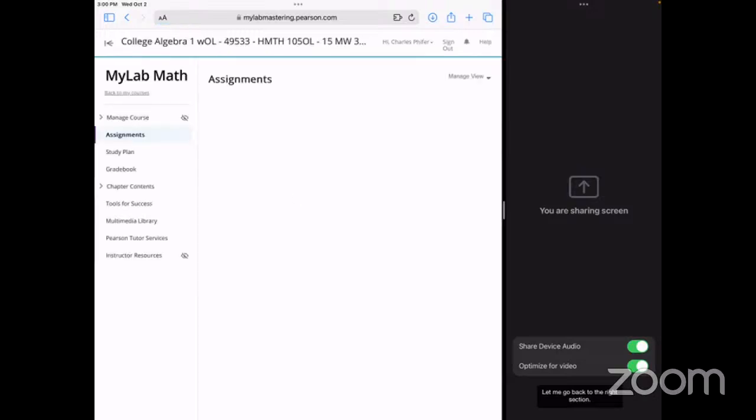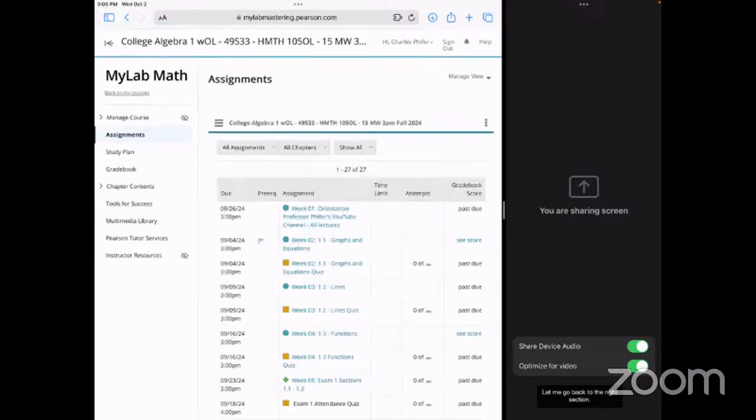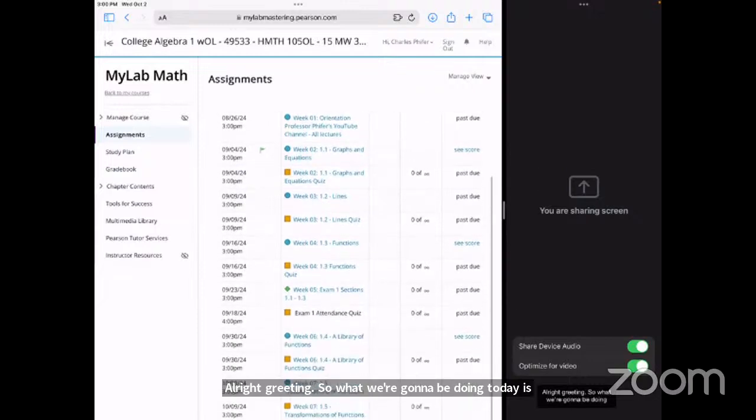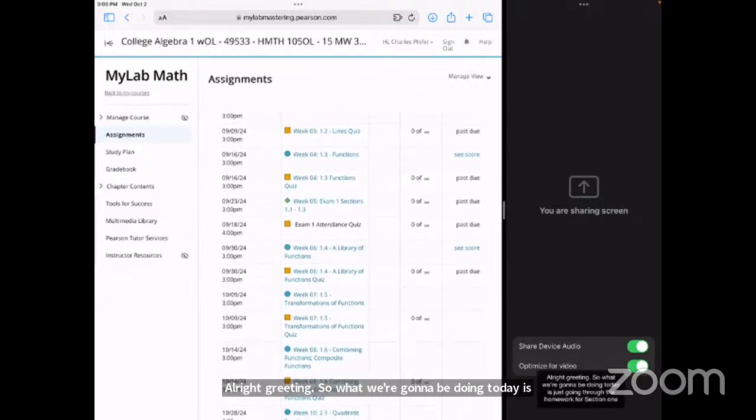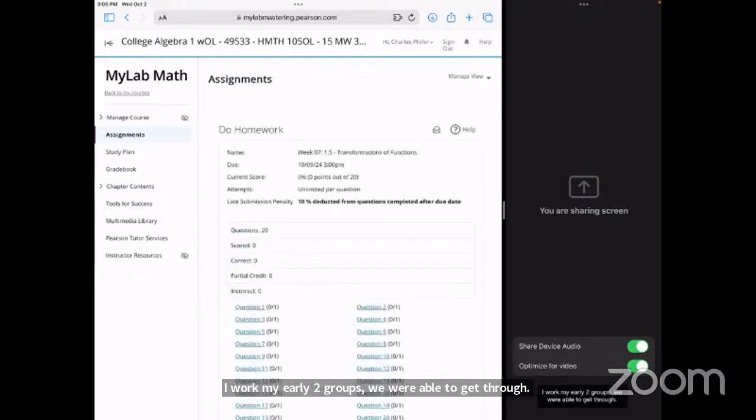All right, greetings, scholars. What we're going to be doing today is just going through the homework for section 1.5. With my early two groups, we were able to get through all the questions. So we're going to try something similar here.